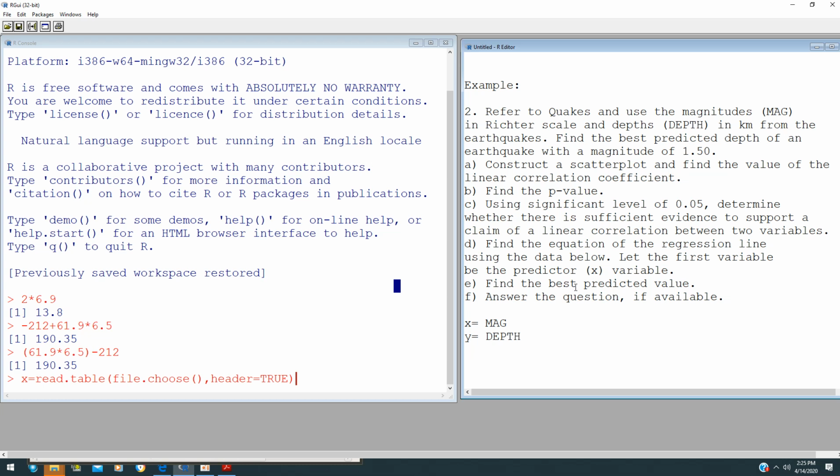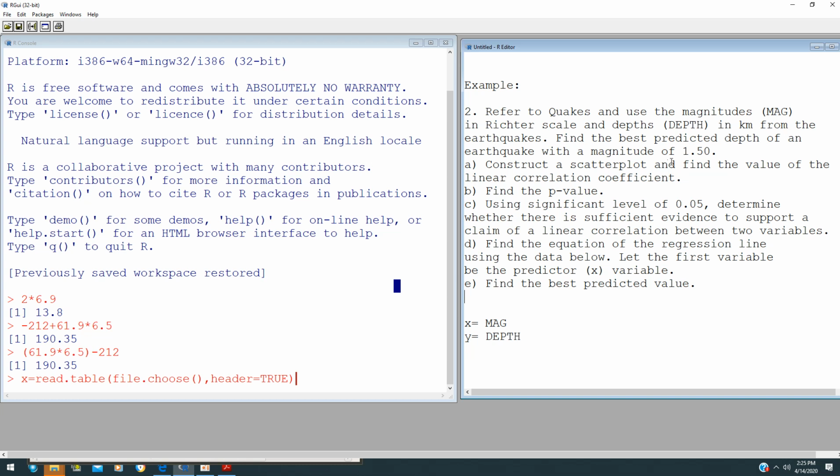And then find the best predicted value and then answer the question if available. Like this question, it does not have an answer-the-question part, so you do not need to do that because there's no question here. I just want to point out that this is a combination of chapter 10.1 and 10.2. 10.1 will ask you to do A, B, and C, and then 10.2 will ask you to do D and E. That's the reason why I'm putting all this in A, B, C, D, E in one problem, so that you can just do this when you do your online homework. The first three are for 10.1 and the last two are for 10.2.